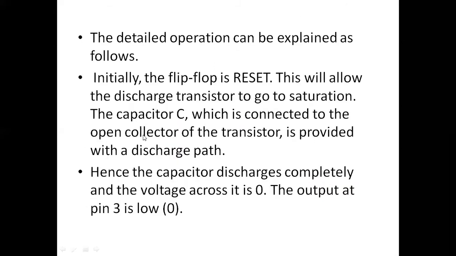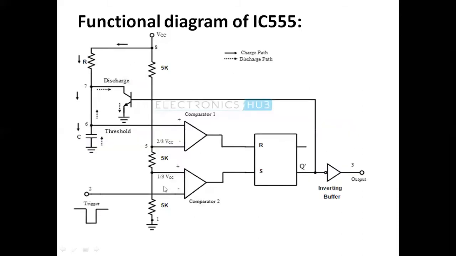Coming to the operation. Initially the flip-flop is reset. So initially we are assuming the flip-flop is in reset condition. This will allow the discharge transistor to go to saturation, and the capacitor C, which is connected to the collector of the transistor, is provided with the discharge current. Hence the capacitor discharges completely and the voltage across it is 0, and the output at pin 3 is also 0, so that is low. So consider at the initial stage the flip-flop is in reset mode.